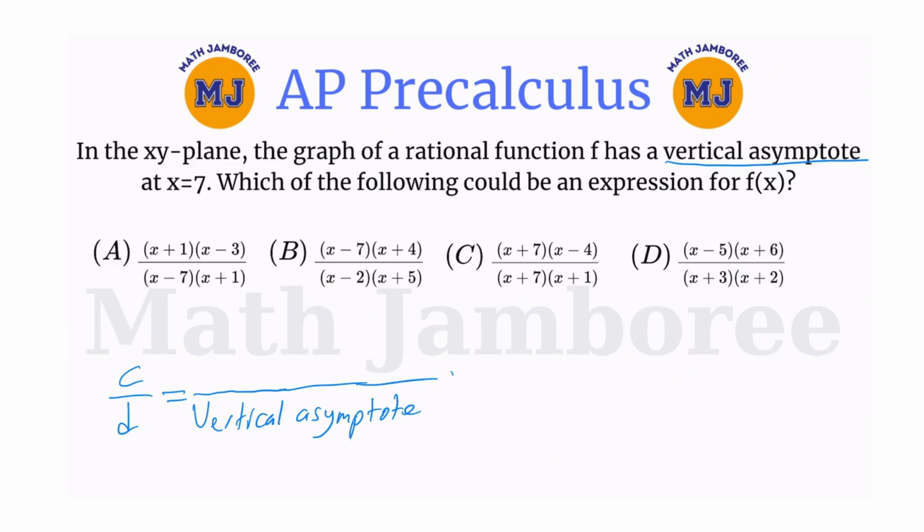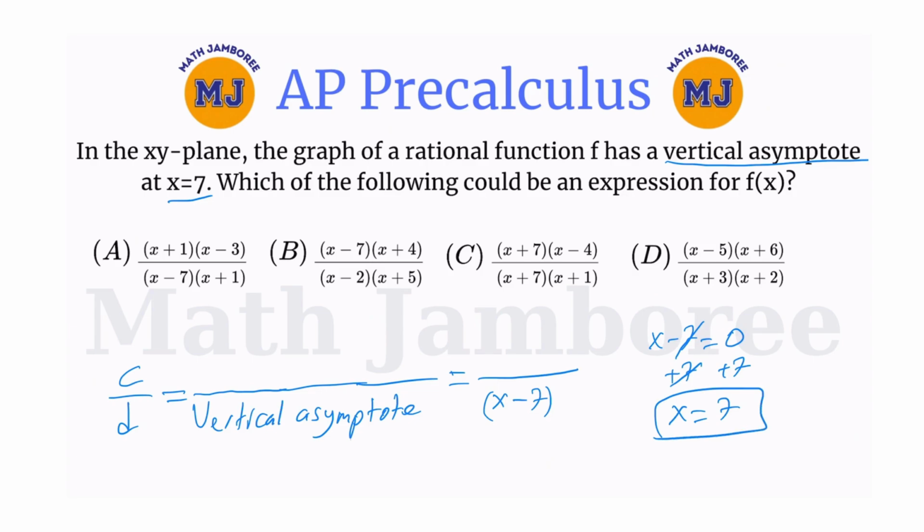So, in the denominator, since they said that we have x equals 7, we must have an expression that, when we make it equal to 0 and solve for x, gives us 7, which is x minus 7. Because when I solve x minus 7 by making it equal to 0, x will be 7.